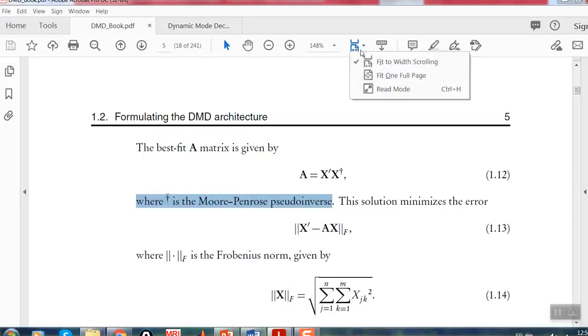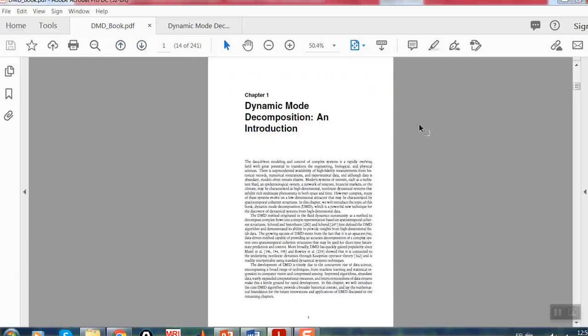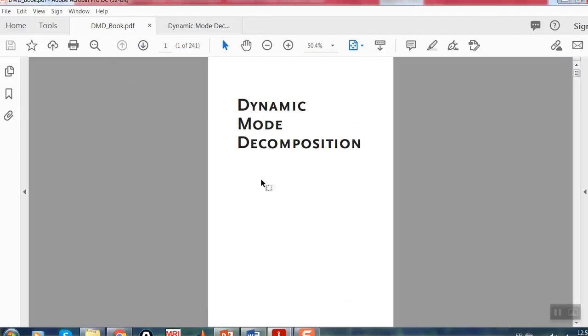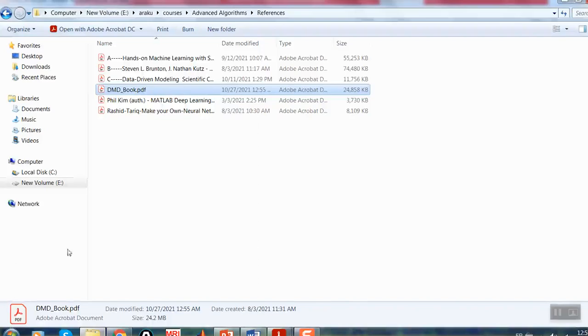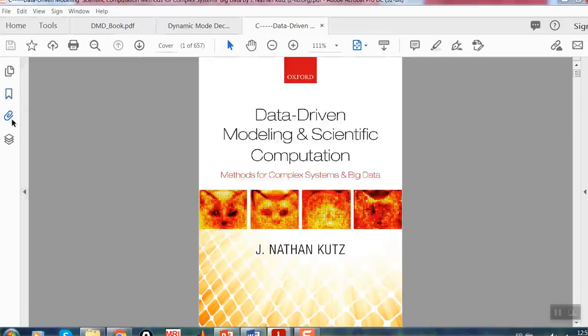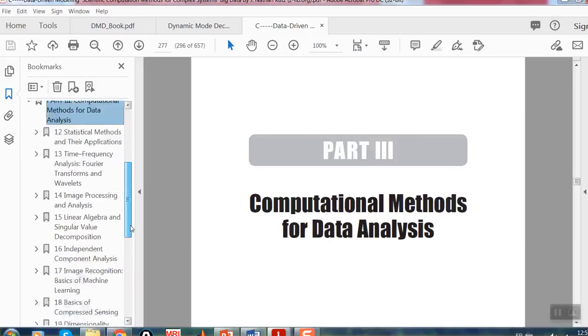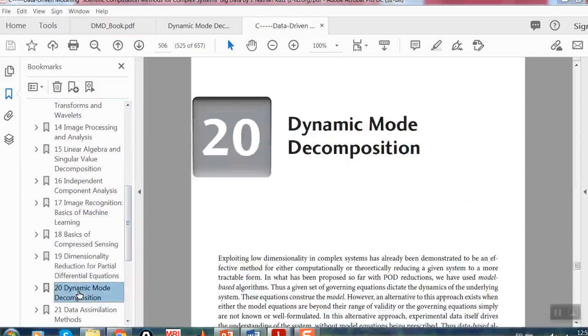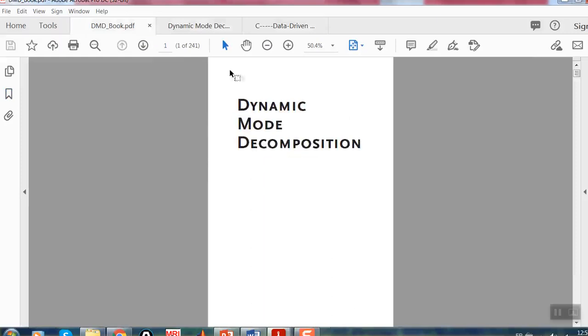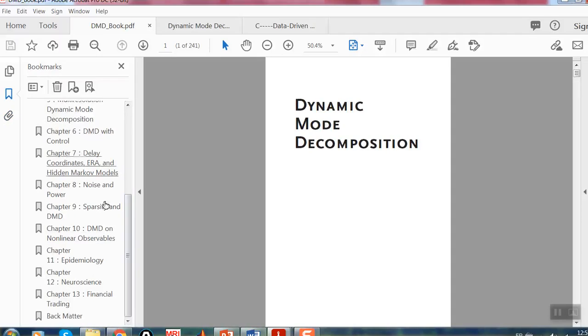The reference for this PowerPoint is a book that I will send to you and upload in the LMS. You can also see this topic in reference C, part 3, chapter 20. Chapter 20 is dynamic mode decomposition. Both are good, but this DMD book has more details about DMD, and if you would like to study more, in the different chapters you can see the applications of this algorithm.